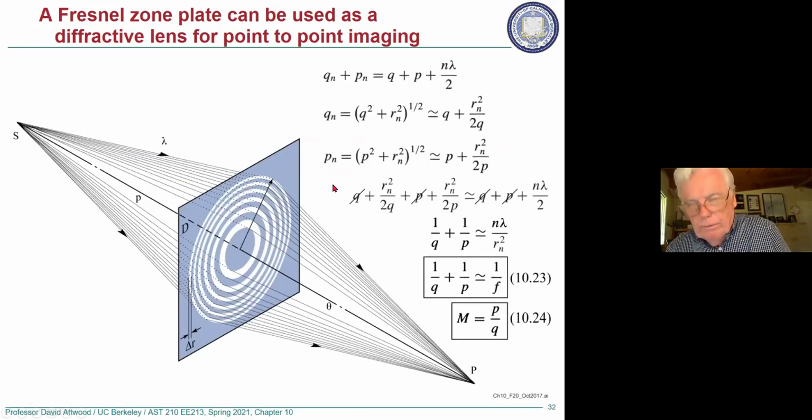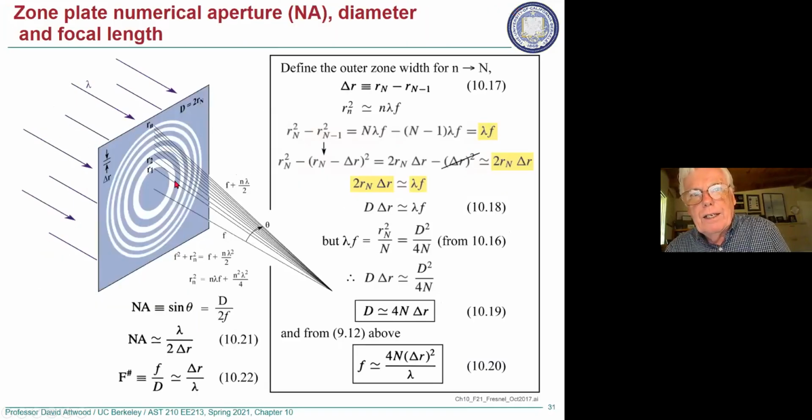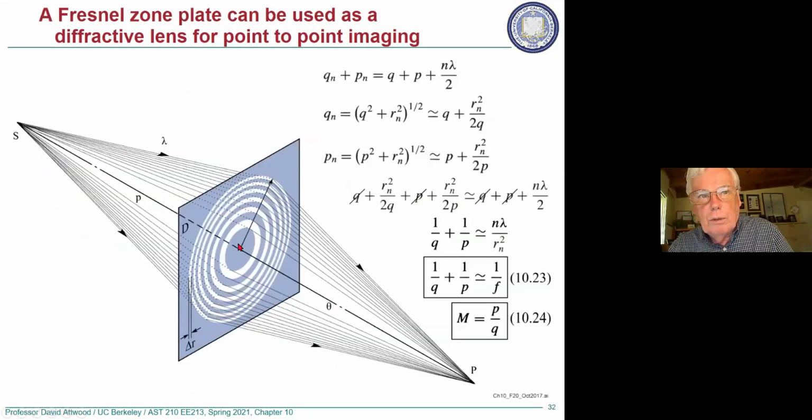So besides focusing radiation like this and applying the Pythagorean formula on this side, you can also use a zone plate for point-to-point focusing and apply the Pythagorean formula to both sides. So here's Q's and here's P's, and just go through the algebra, and you get this formula that you've known from high school, that 1 over the image distance plus 1 over the object distance equals 1 over the focal length. And then the magnification is P over Q. So you could use this for demagnifying or magnifying.